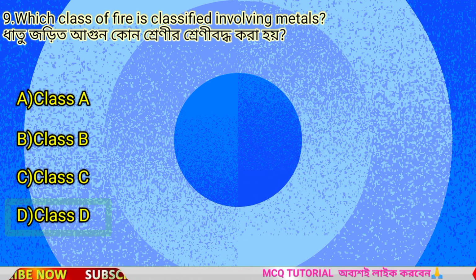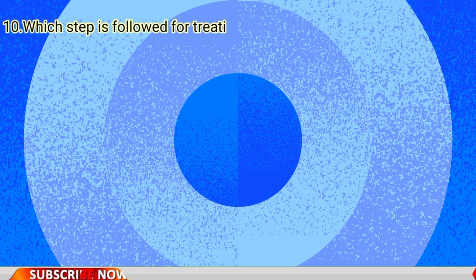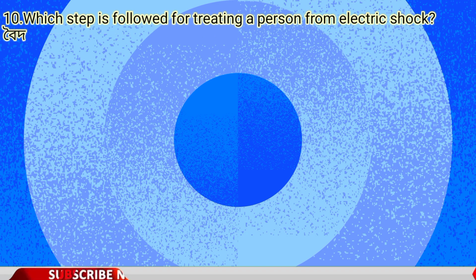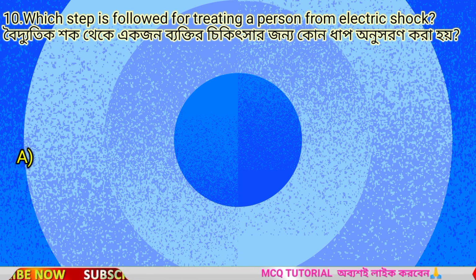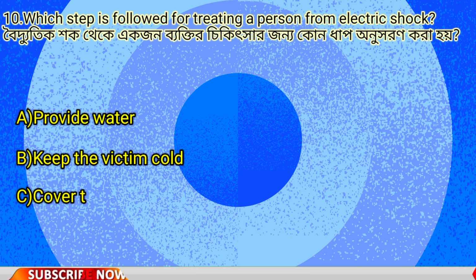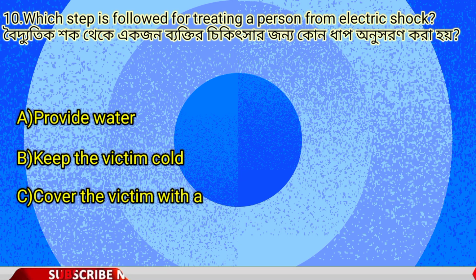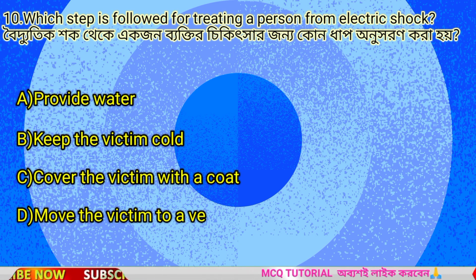The answer will be option D, Class D. Which step is followed for treating the person from electric shock? Option A, provide water. Option B, keep the victim cold. Option C, cover the victim with a coat. Option D, move the victim to ventilated place.